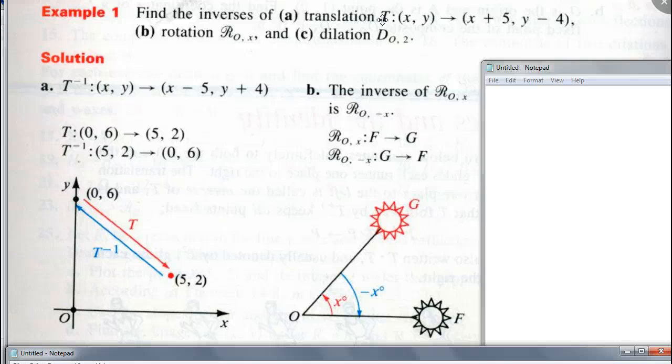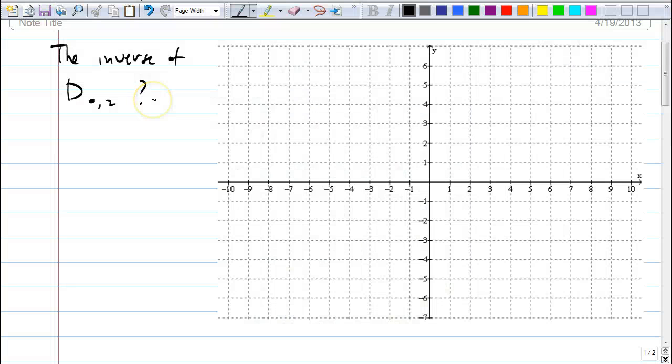Go ahead and draw, pick a random point, right? And do a dilation of O, 2, right? And see how you could move that P prime back to original P. Everybody go ahead and try. Oh wait, this is important. This one's kind of interesting. Everybody try.